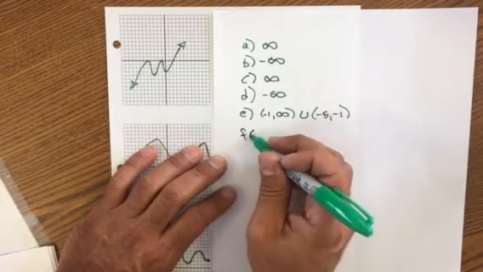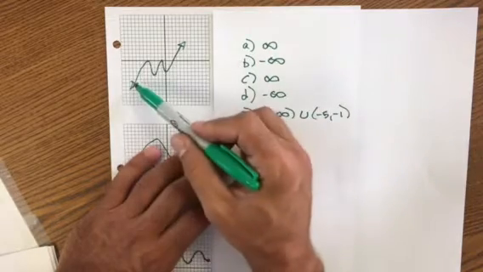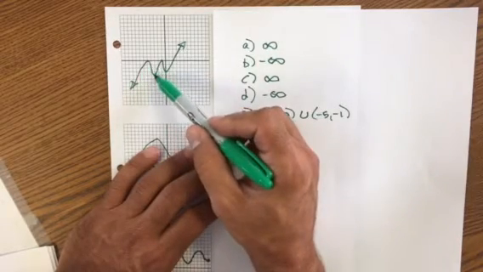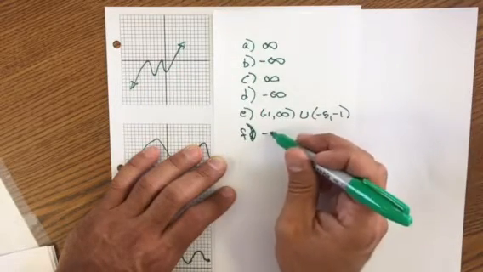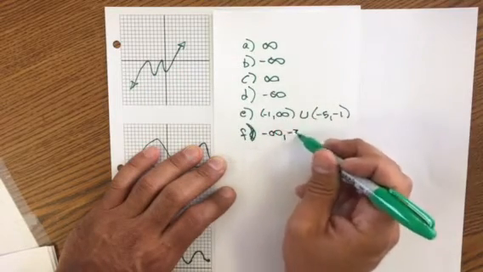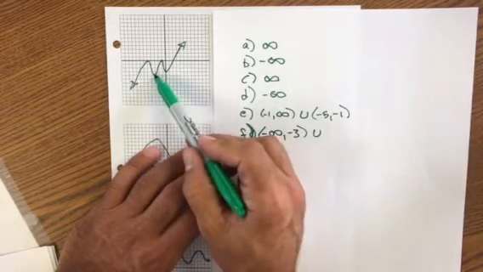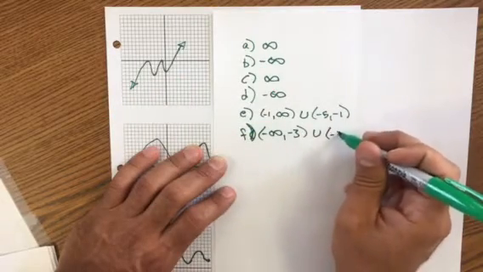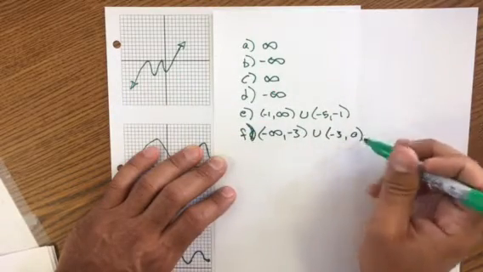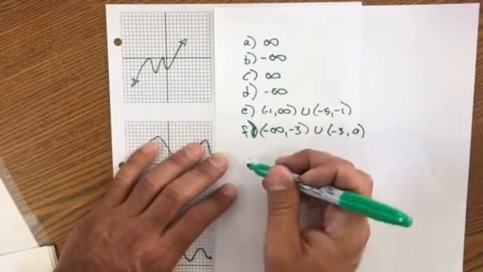Concave down. Oops. Concave down is going to go from negative infinity all the way to right here, which is -3, or from -3 all the way to 0. So I have those two different intervals.